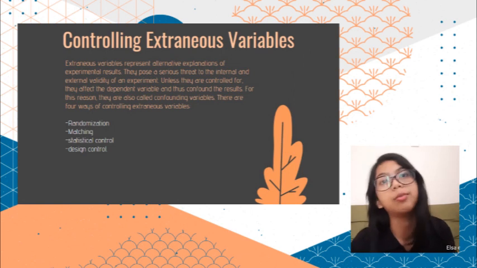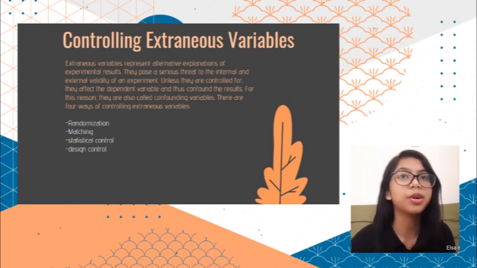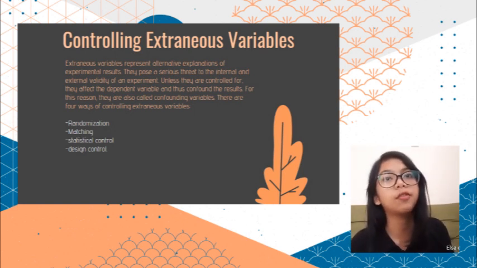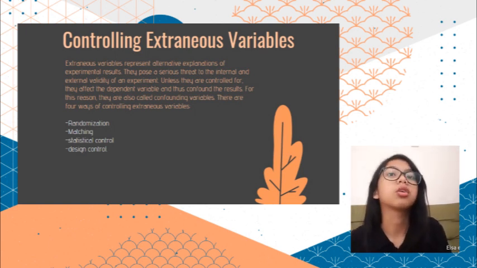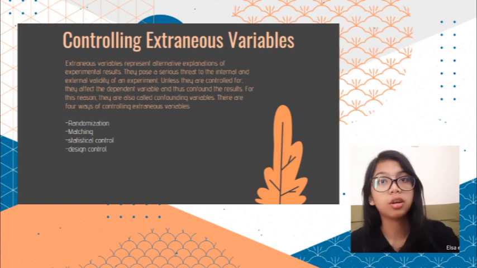Controlling extraneous variables. Extraneous variables represent alternative explanations of experimental results. They pose a serious threat to the internal and external validity of an experiment. Unless they are controlled for, they affect the dependent variable and thus confound the results. For this reason, they are also called confounding variables. There are four ways of controlling extraneous variables: randomization, matching, statistical control, and design control.